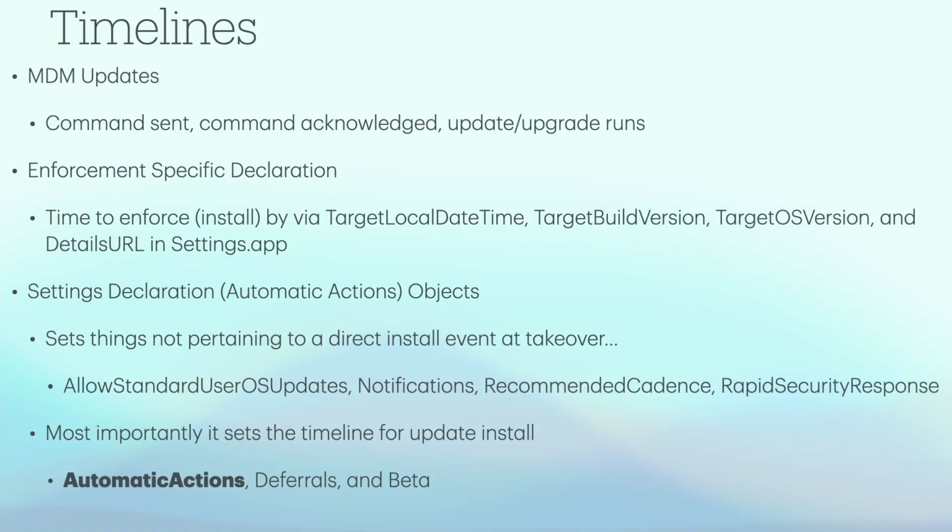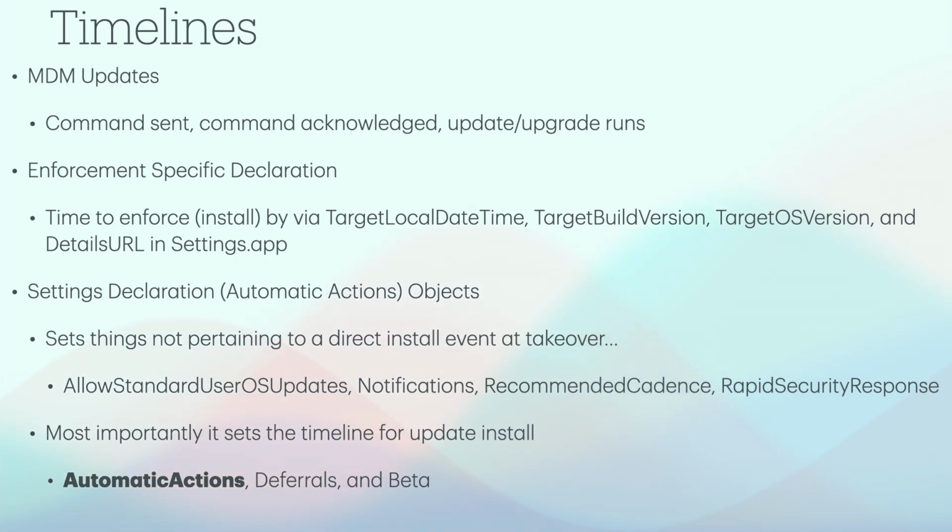The settings declaration for the new stuff with automatic actions, in my opinion, has two parts to it. It's all the same declaration. But the things not pertaining directly to the takeover of the install would be, you can say if I want standard users to be able to do the updates themselves if they get a prompt. You can control how many notifications they get. It's kind of a weird option. You can either show them everything or only one hour before, but it exists if you want to control it and have them see fewer notifications. I would always err on the side of more, so users see it.